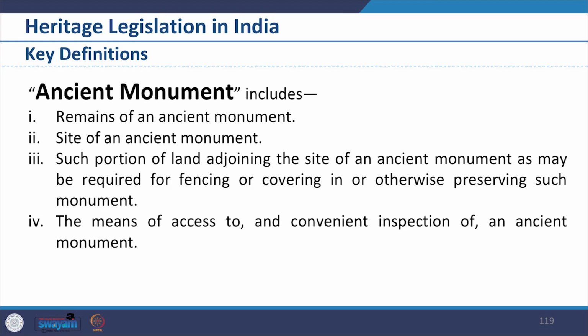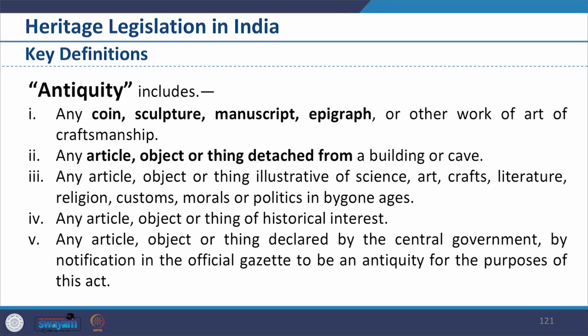So you can see how wide the range is to declare ancient monuments. You see that it also includes remains of an ancient monument, not only just the monument, but the remains of it, also the site of the ancient monument, also the portion of land adjoining the site, as well as the means of access to the site. So all these constitute the ancient monument. You further see that it defines antiquity. You might look at the detailed definition for this.